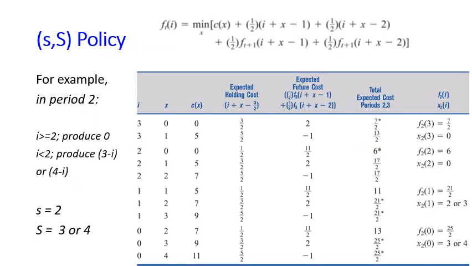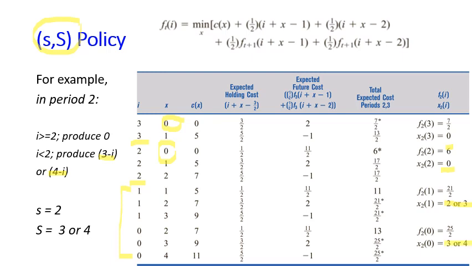So in this kind of problem, there's something called the sS policy, small s and big S policy. For example, let's take a look at period 2. It shows that if our inventory is 2 or greater than 2, then the best decision is to produce nothing. However, if the beginning inventory is less than 2, the best decision is to produce either 3 minus I or 4 minus I. So if I equals 1, we will produce either 2 or 3. If the beginning inventory is 0, we will produce either 3 or 4.